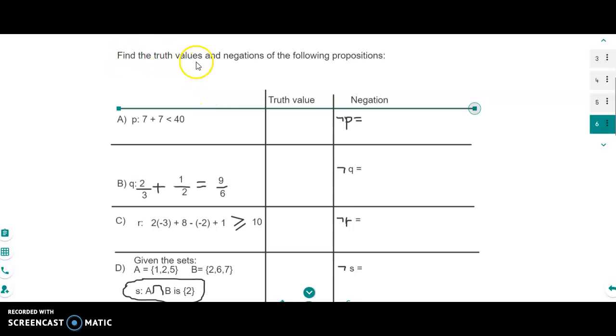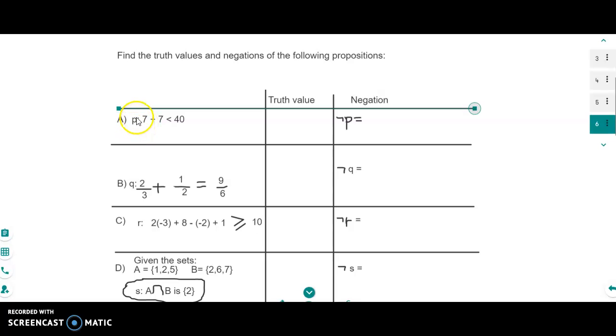Here we have: find the truth values and negations of the following propositions. So we are going to find first the truth value, if these sentences are true or false, and then we are going to find the negation, the denial of P, the denial of Q, denial of R, and so on. All right, so let's start with the first one.